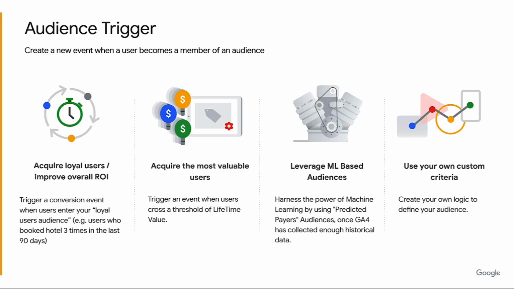Here are some use cases for audience triggers. Maybe you want to trigger a conversion event when a user enters your loyal users audience. That could be defined as, for example, users who booked a hotel 3 times in the last 90 days. Or maybe you want to trigger an event when users cross a threshold of lifetime value. Another example is you could harness the power of machine learning by using predicted payers audiences once GA4 has collected enough historical data. Or you can use your own custom criteria to create whatever audience you like and then create audience triggers off of that custom audience.